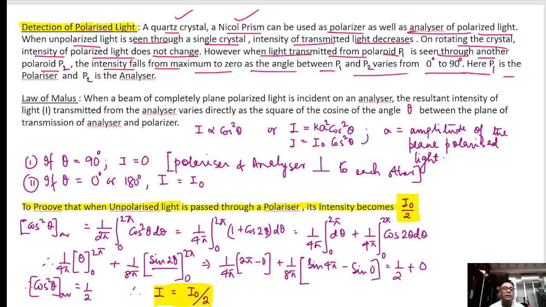Now, the next part is Malus law, the law of Malus. What is Malus law?